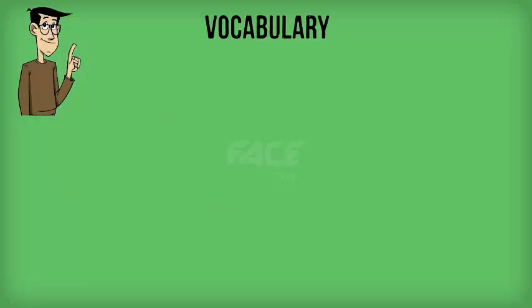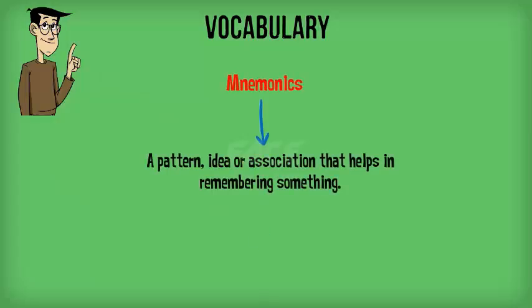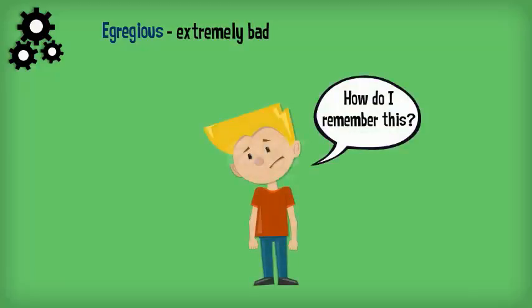Using mnemonics. Another effective way of remembering the meanings of words is by using learning aids like mnemonics. A mnemonic is a pattern, idea, or association that helps in remembering something. For example, the word egregious means extremely bad. This word is very difficult to remember.